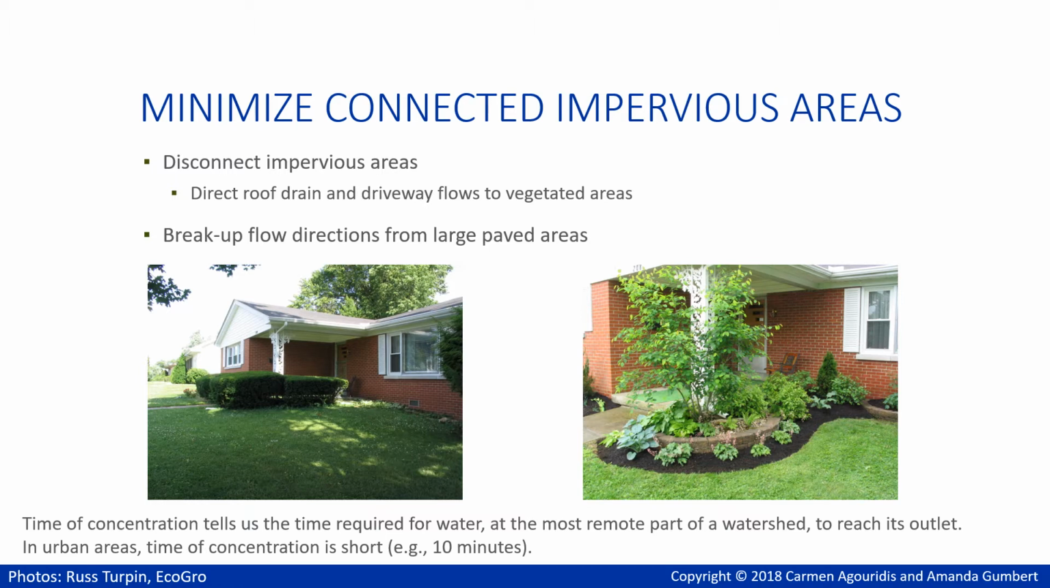Practices that disconnect impervious areas, meaning water produced from one impervious surface does not flow into another impervious surface, decrease the time of concentration. In other words, it takes longer for that water to travel from its source to the watershed outlet. Examples of ways to disconnect impervious areas include sending roof runoff into vegetated areas rather than to driveways, and directing parking lot runoff to infiltration promoting best management practices such as rain gardens and bioswales.